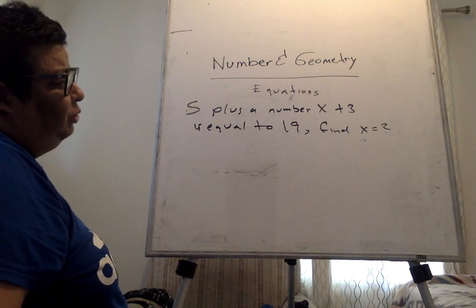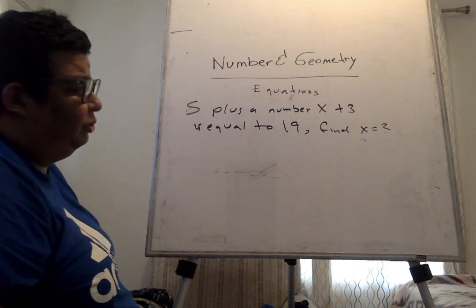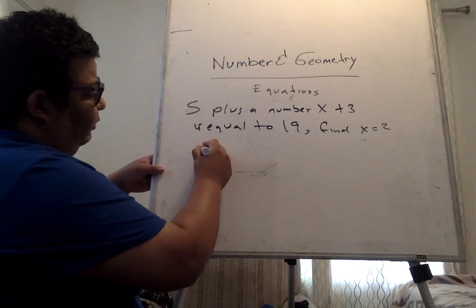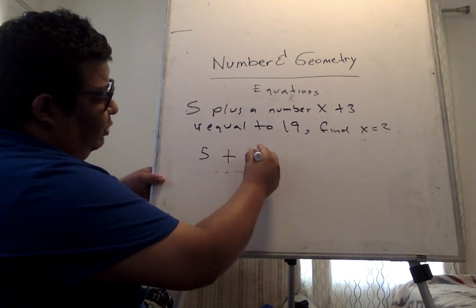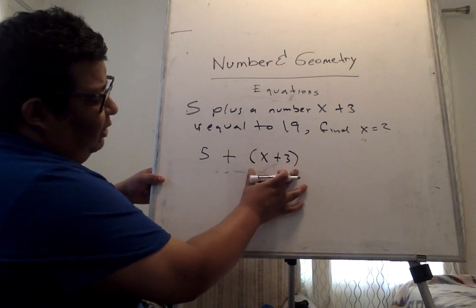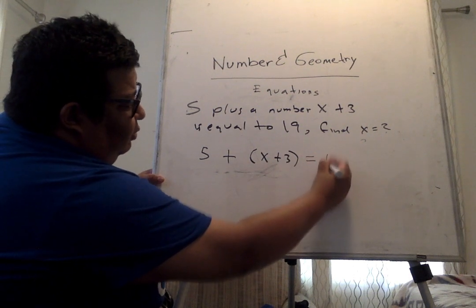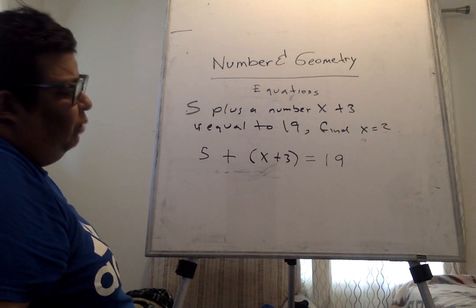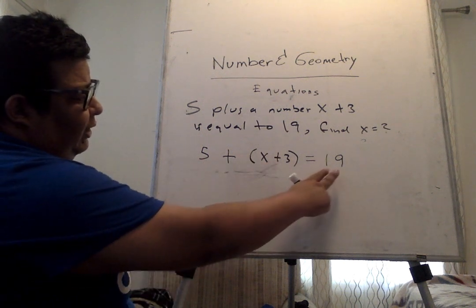So how do we turn that word problem into an equation that we can solve so we can find our solution? Well, let's look at what it says here. 5, so we're going to write 5 plus a number x plus 3. We write parentheses because this is one quantity. So that whole thing is equal to 19. So we want to find what number, when we add 3 to it and we add 5, gives us 19.